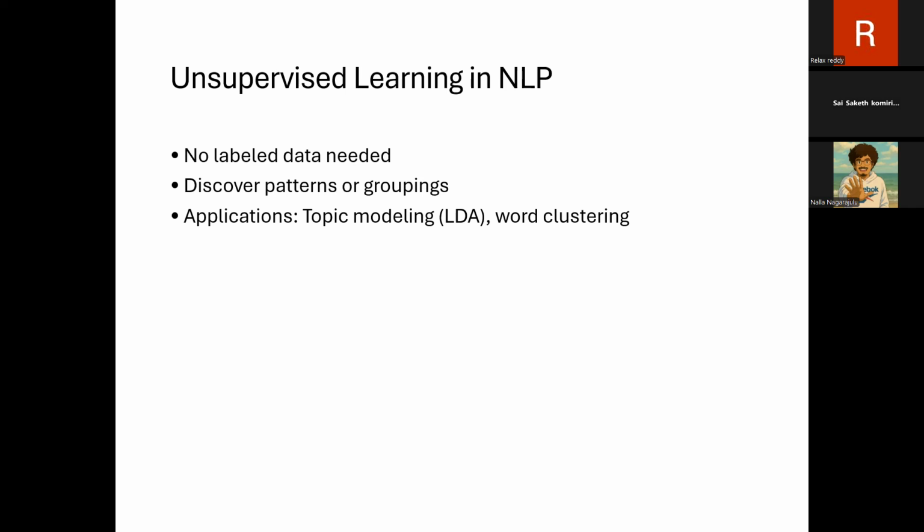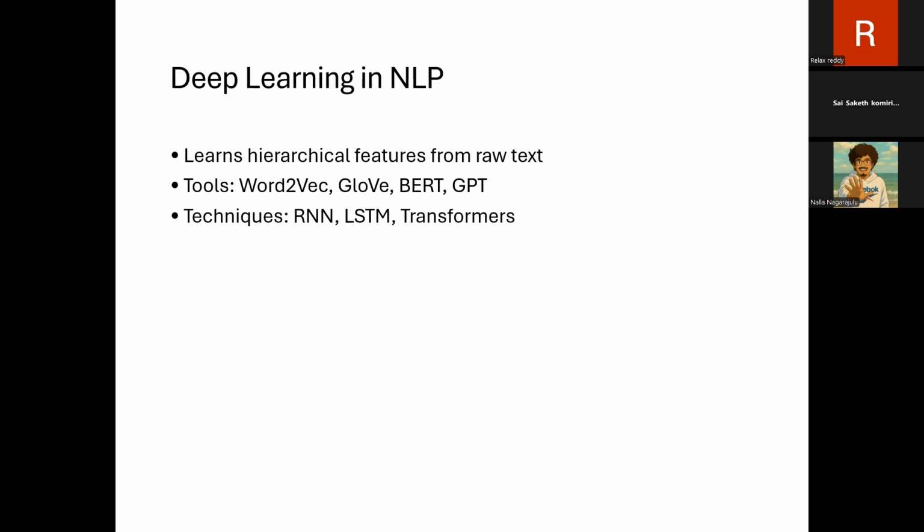Another application is clustering, where similar documents or words are grouped together. This is useful in recommendation systems, content grouping, and exploratory data analysis. While unsupervised learning doesn't give direct predictions, it's extremely valuable for discovering insights in large volumes of text.